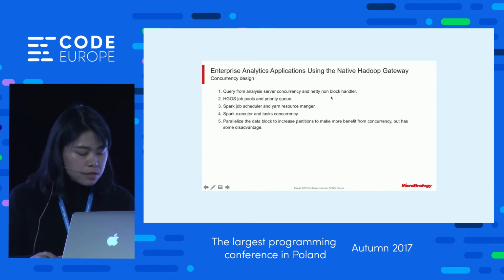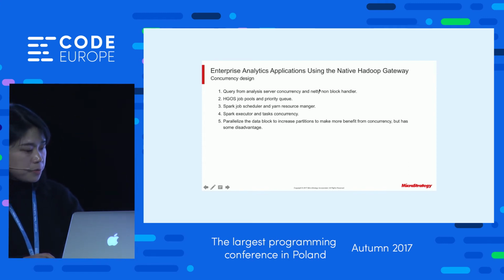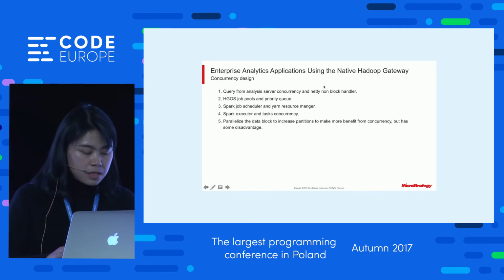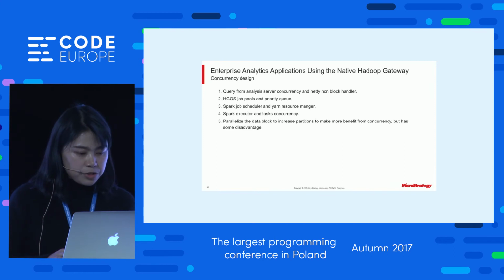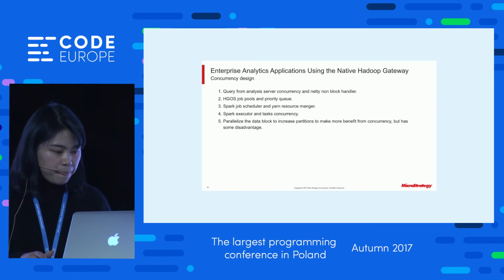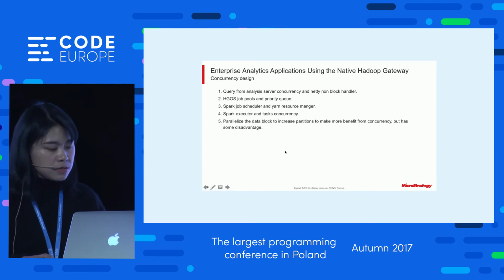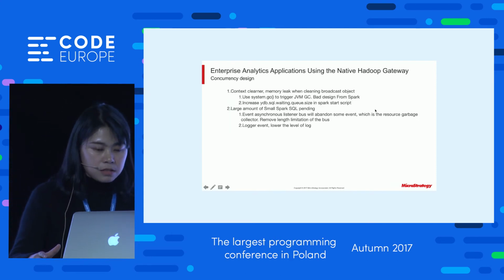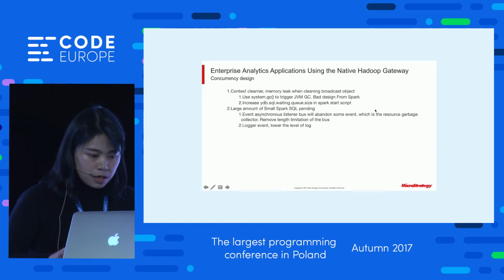And this is our concurrency design of Hadoop Gateway. We have different layers of concurrency. The first is a Netty TCP server to handle the concurrent queries from MicroStrategy's other modules. Then we have inner job pools and priority queues to make sure that every job is in the queue and submitted with some concurrency. And here comes the bottleneck: the Spark and Yarn resource manager, because this concurrency depends on the resources of your clusters.